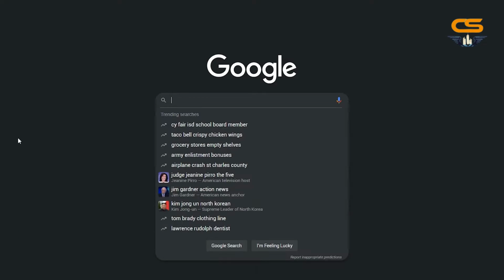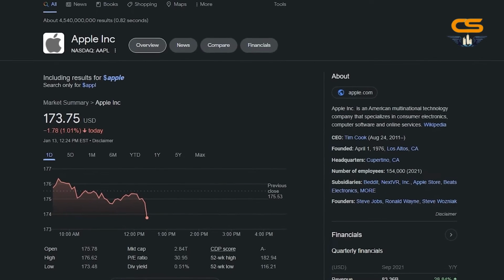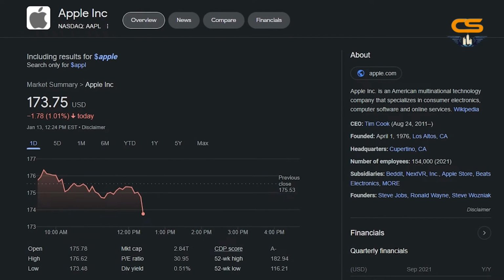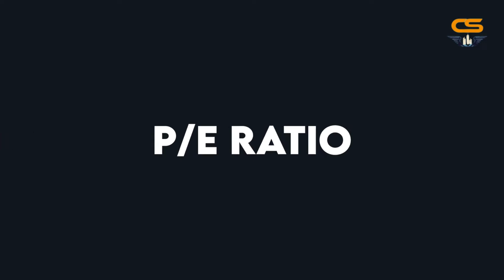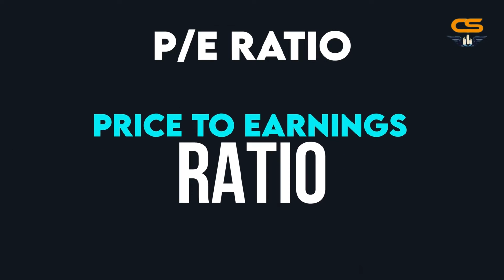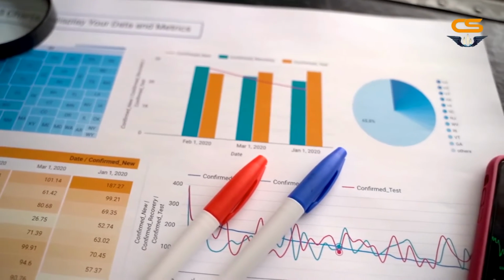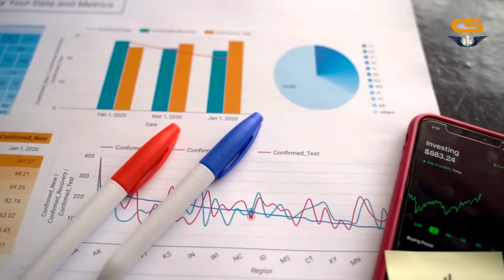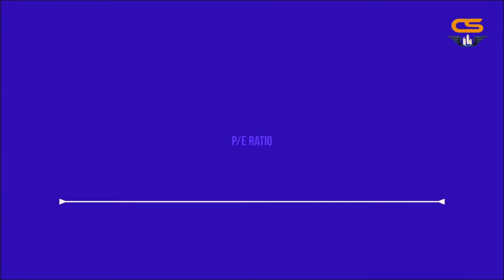Whenever you type a certain ticker symbol in on Google, like Apple for instance, it's gonna give you a bunch of key metrics for that ticker symbol, like the open, the high, the low, and the dividend yield. But what we're gonna be specifically looking at is the PE ratio. The PE ratio stands for the price to earnings ratio. It's heavily used by investors and analysts because of the great value it can present. It's usually used in most cases to see if a company is overvalued or undervalued.